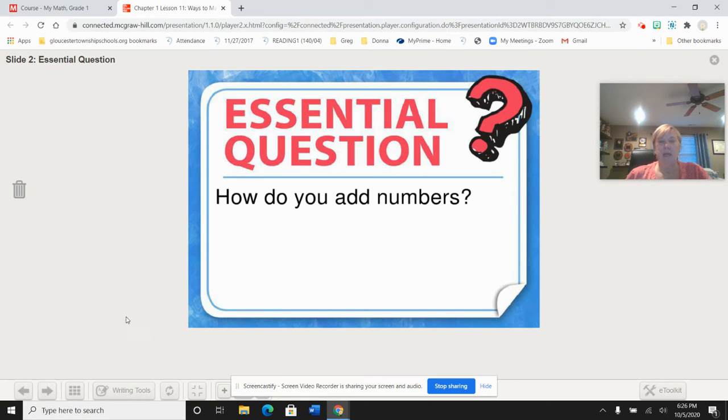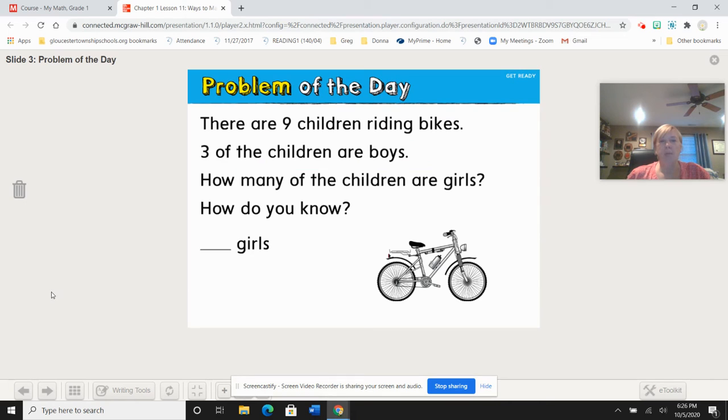Before we begin, it's probably a good idea for you to have your counters, the two color ones. And if you want to use your part whole board to help you figure out some answers, as well as your whiteboard and marker. Okay, so if you need to go get those, pause this now. Okay, here we go.